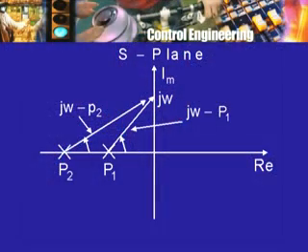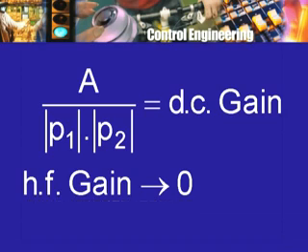Now, as omega increases, what is going to happen? Of course, A is the same, but the denominator, which corresponds to the lengths of these two vectors, is going to increase. And as omega increases more and more, the lengths will increase more and more. As a result, the gain will become less and less. We can easily see that as omega tends to infinity, or this point moves up indefinitely, the vectors become indefinitely long, and therefore the gain will approach 0. And therefore, I can write that the high frequency gain tends to 0.